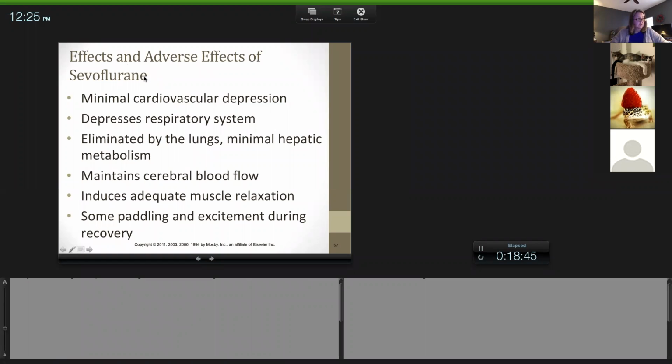Now, adverse effects. Minimal cardiovascular depression like iso. But like iso, it's a potent vasodilator. So when you start running higher percents of sevo, vasodilation is going to be worse. Hence, monitoring blood pressure is going to be key. Now, what do I do if I have low blood pressure with an inhalant? The number one thing you do is try to turn down your inhalant. And a lot of times that fixes the problem.